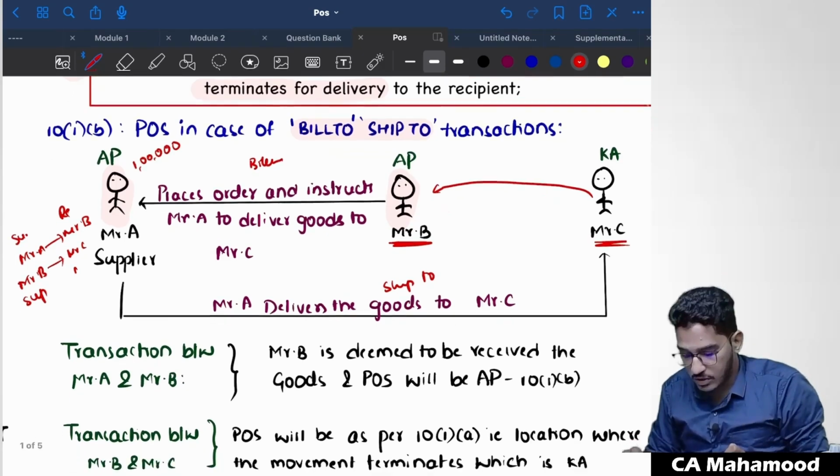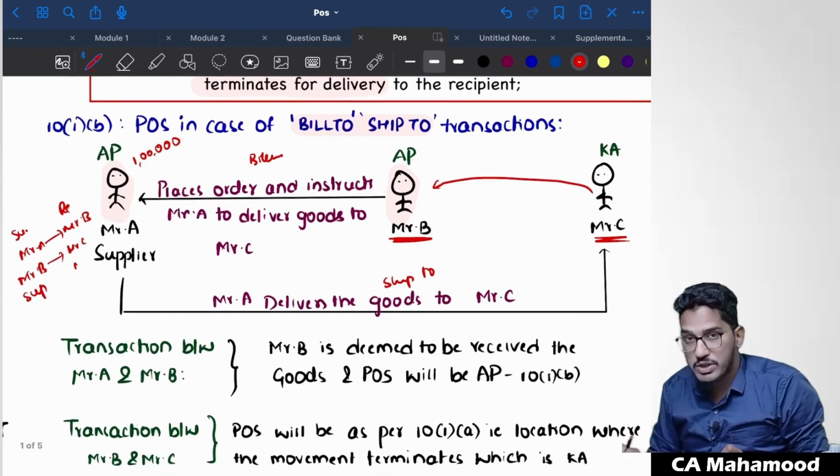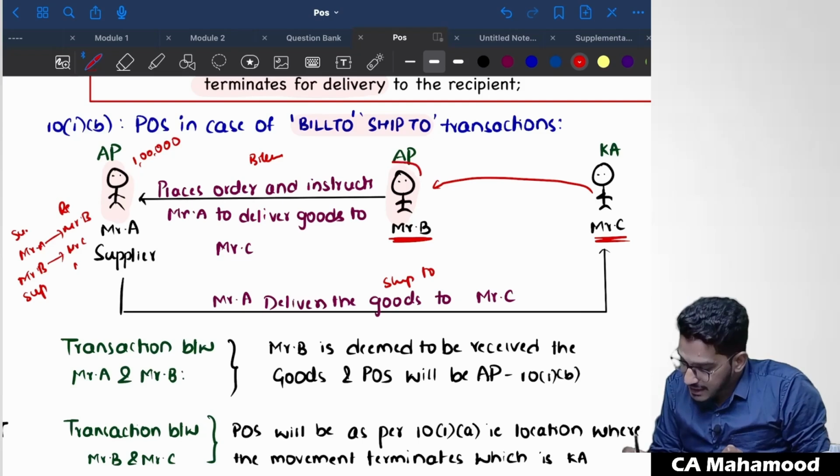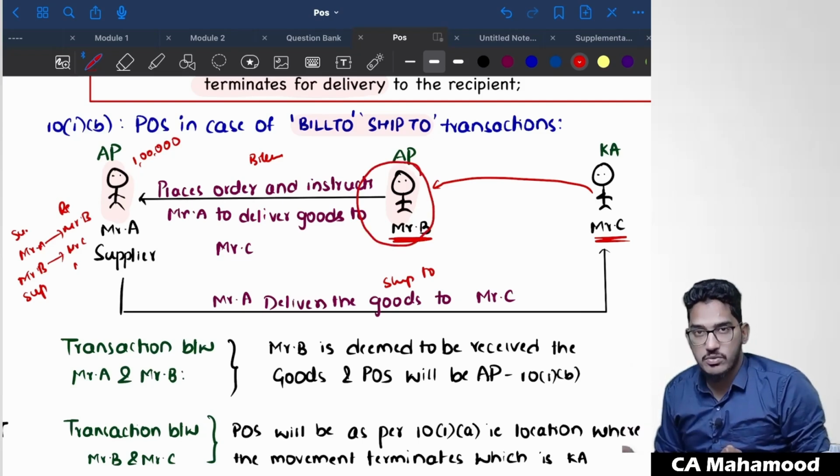And what 10 subsection 1 clause B says is, in case of bill to ship to transaction, it will be deemed that Mr. B has received the goods.